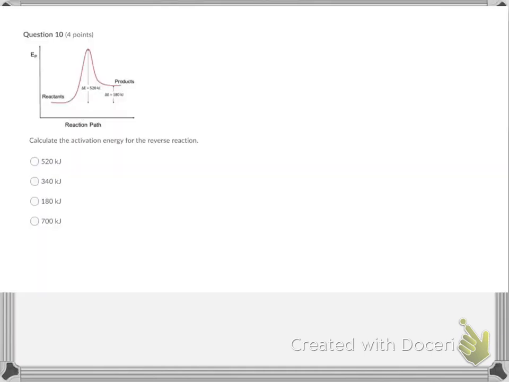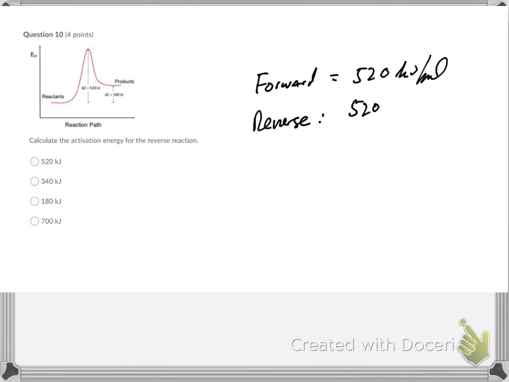All right, and calculate the activation energy for the reverse direction. We did that in the previous problem, but the forward reaction is 520. Reverse, since the potential energies are already higher in the products, we'd subtract it and we get 340 kilojoules.